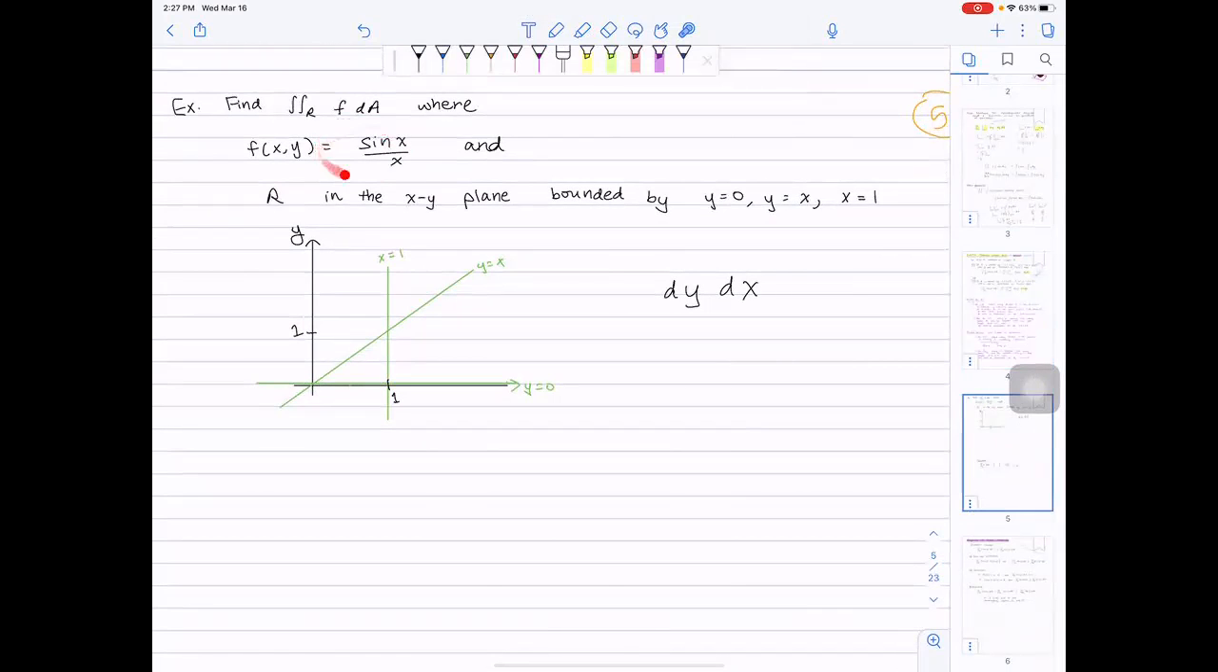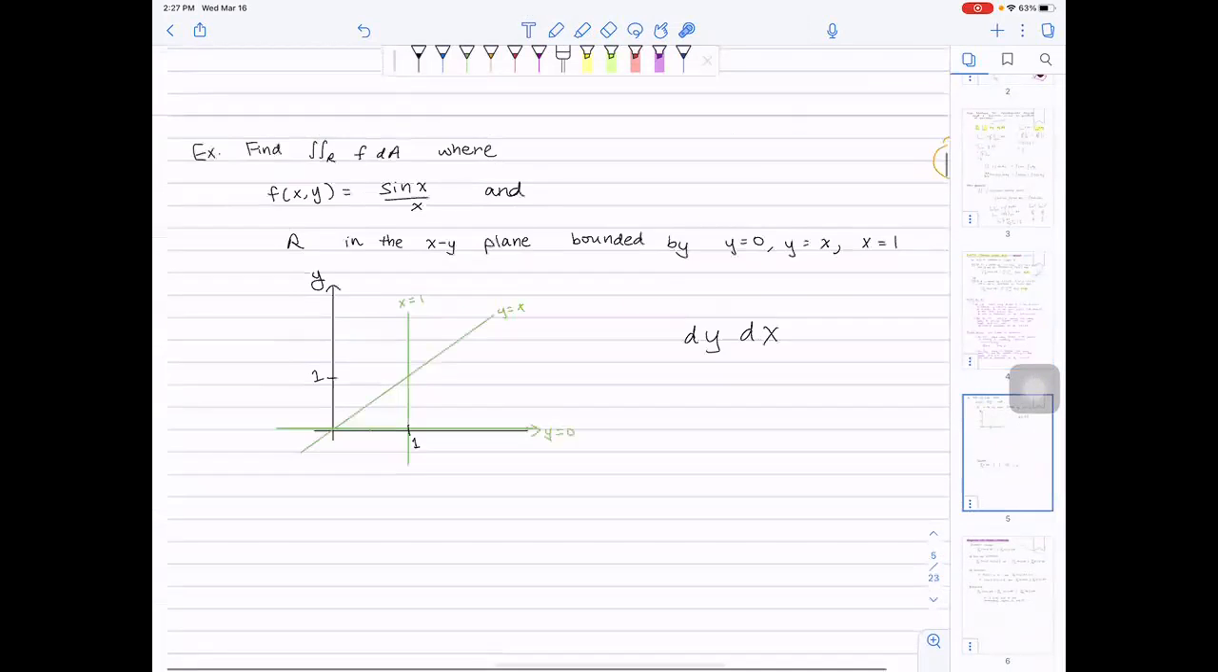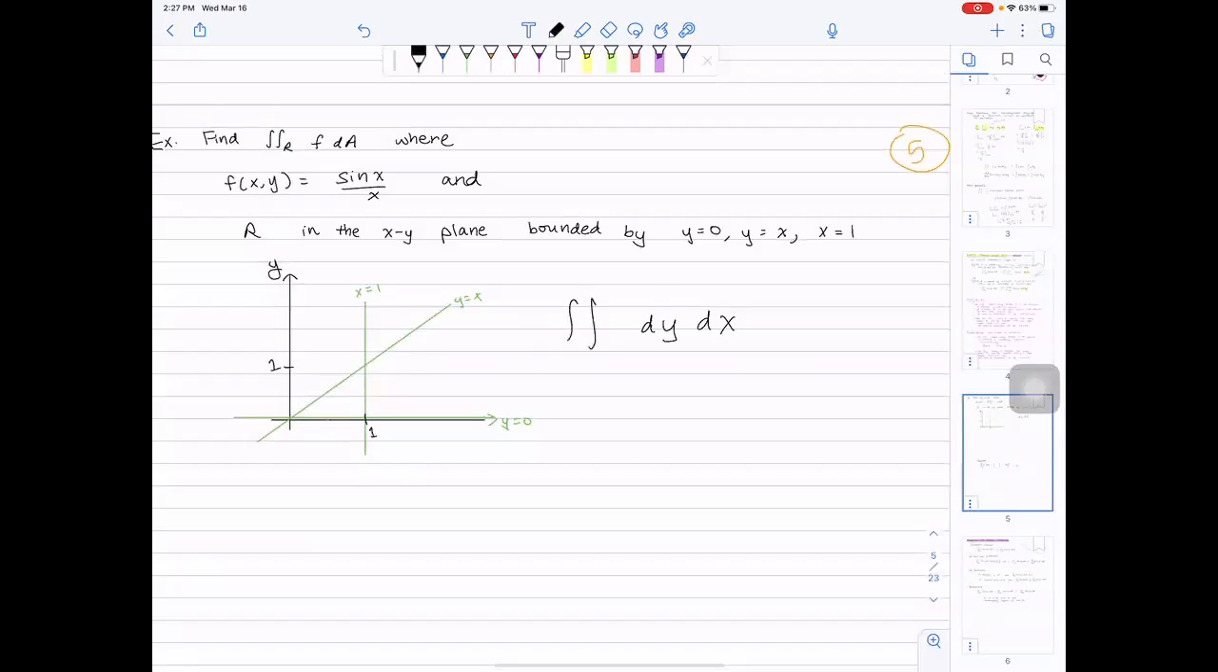We have this double integral and our function is sine x over x. The function is fine. What's important is the bounds. So for the bounds, what do we want to do? If we want to make our order dy dx, this means that we first start with dy. So we draw a line in terms of increasing y, meaning vertically upward. I'm going to draw this orange dotted line, in the direction of increasing y.